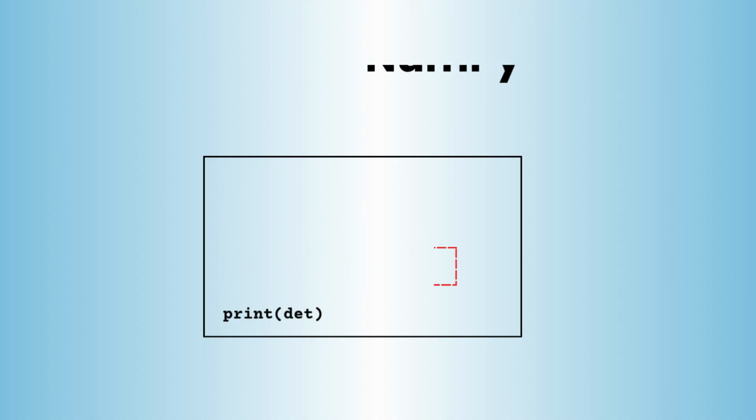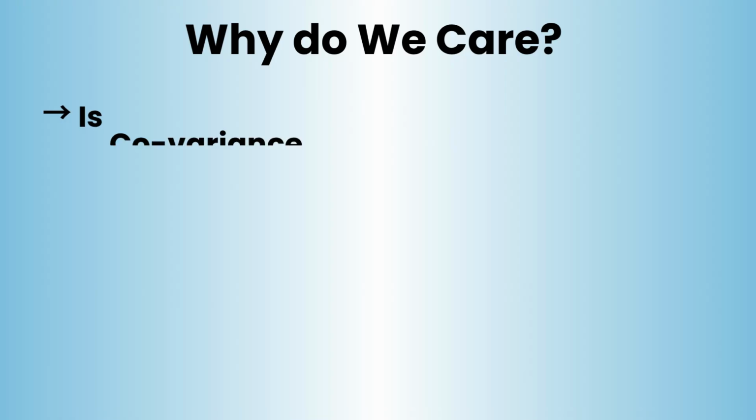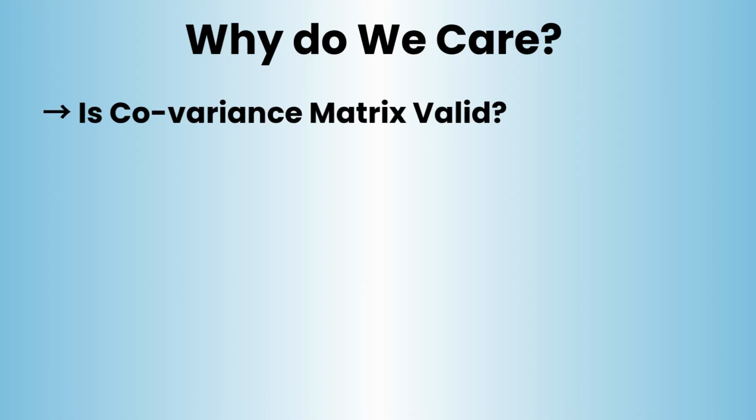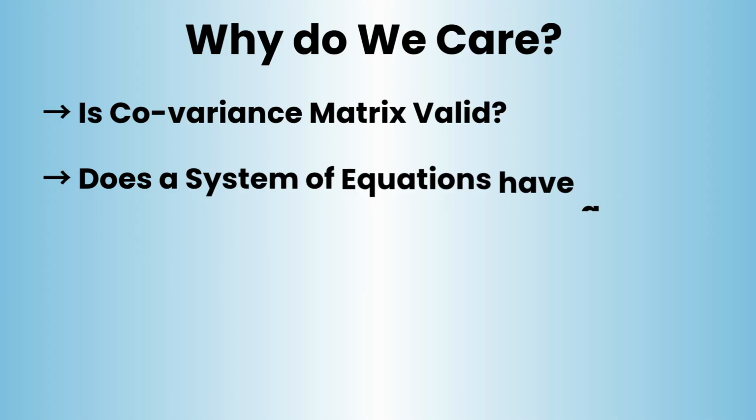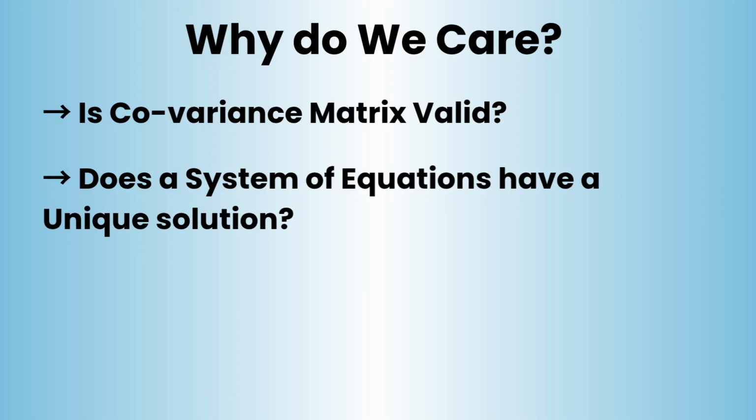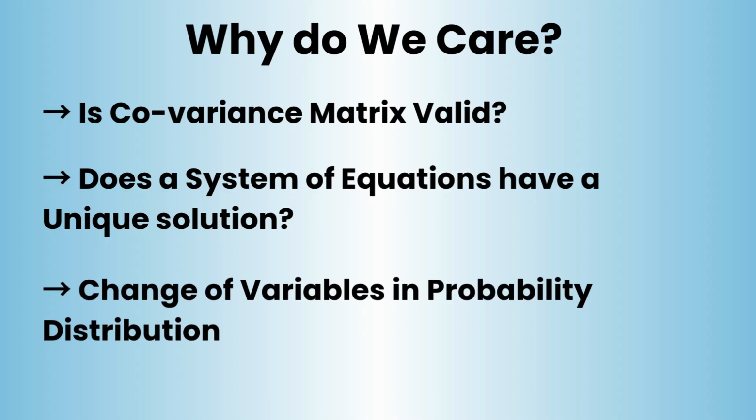So why do we care? In machine learning, you will run into the determinant when checking whether a covariance matrix is valid, when working out if a system of equations has a unique solution before you try to invert anything, and in the change of variables formula used in probability distributions.